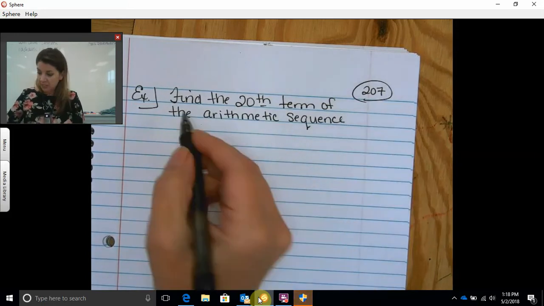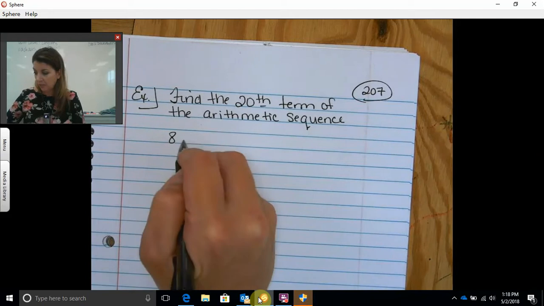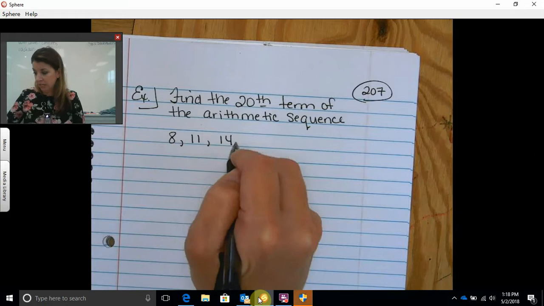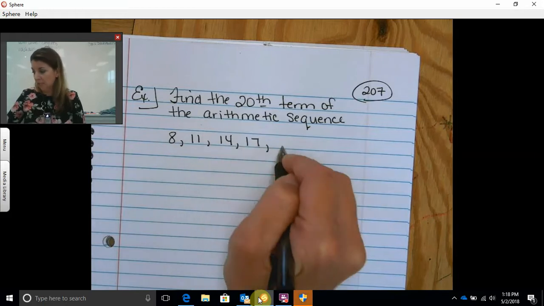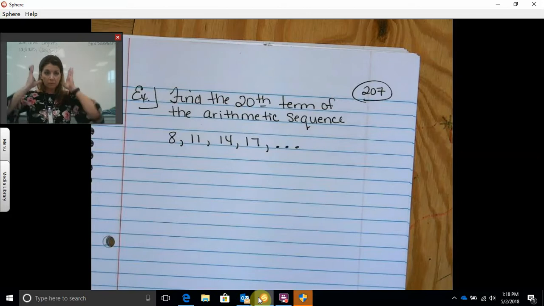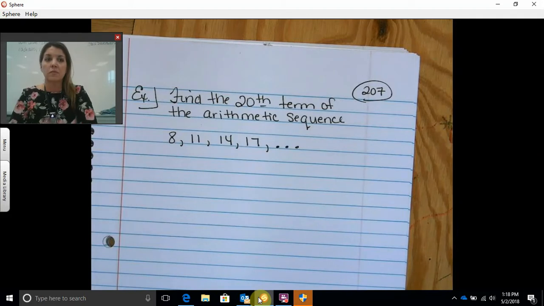And my sequence is 8, 11, 14, 17, dot, dot, dot. Now, when I was in school, I remember we had the standardized tests. I mean, we didn't have the FSAs or EOCs, or we had something else back then, way back then. And I remember we had questions like this. And I'm sure they taught us this formula, but I don't remember using it.